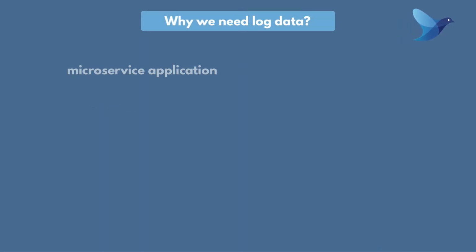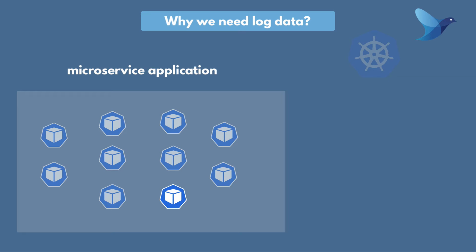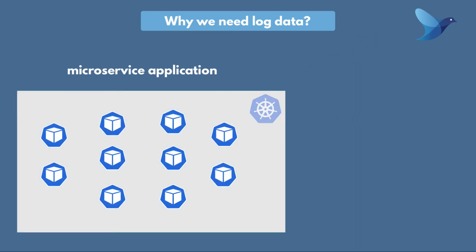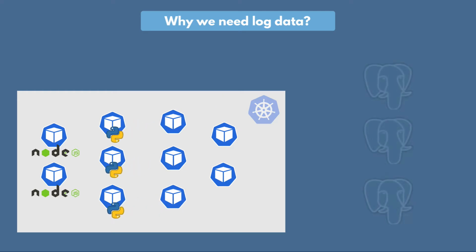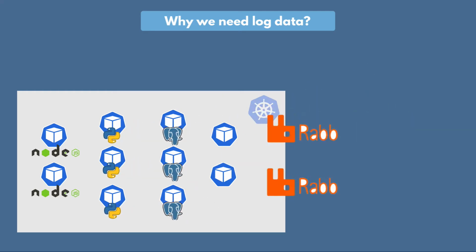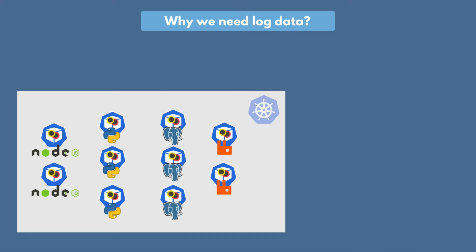Let's say we have a microservices application deployed in a Kubernetes cluster. 2 applications in Node.js, a couple of Python applications, maybe databases, a message broker, and other services. All these applications talk to each other and produce log data. So each of these services is logging information about what the application is doing.